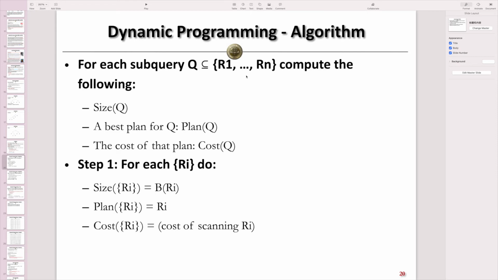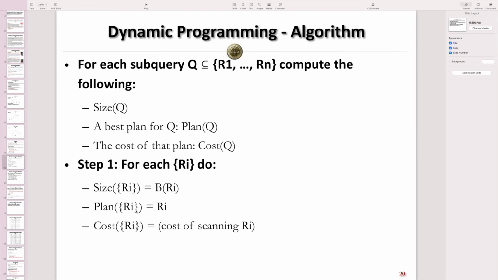So, according to the previous page, we want to implement this algorithm from the bottom up, right? Therefore, for step 1, we have to calculate all these three terms for the individual relations covered in this set, right? Therefore, in step 1, we want to calculate for each relation Ri the size of Ri, which will be equal to what? Equal to B(Ri), right? I hope you still remember this notation, B(Ri). It denotes the number of blocks that belong to this relation Ri, right?